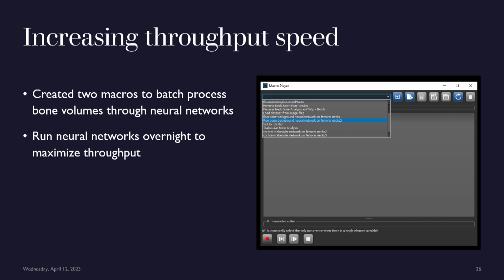Like everybody else, we don't have a ton of time, so we wanted to increase our throughput speed. We had created 2 macros to batch process the bone volumes. What was nice about this is it allowed us to get a whole bunch of samples ready and run the neural networks overnight, so that the computers were just running all the time. Then we would come in the morning, check the outputs, and move them along to the next step.